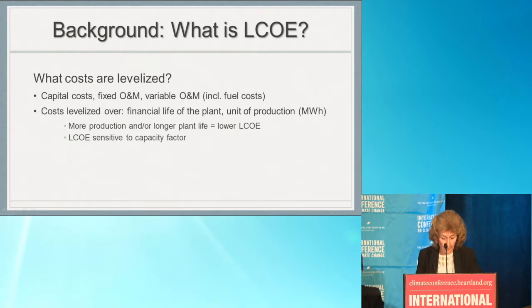Now, levelized costs, as I said, include capital costs, fixed O&M costs, and variable O&M costs, including the fuel costs. They're levelized over a financial life that EIA uses, and EIA uses a 30-year time period, and that becomes important, as you'll see later. If production is higher, the levelized cost for technology is actually lower. And as a result, the levelized cost is very sensitive to the capacity factor.